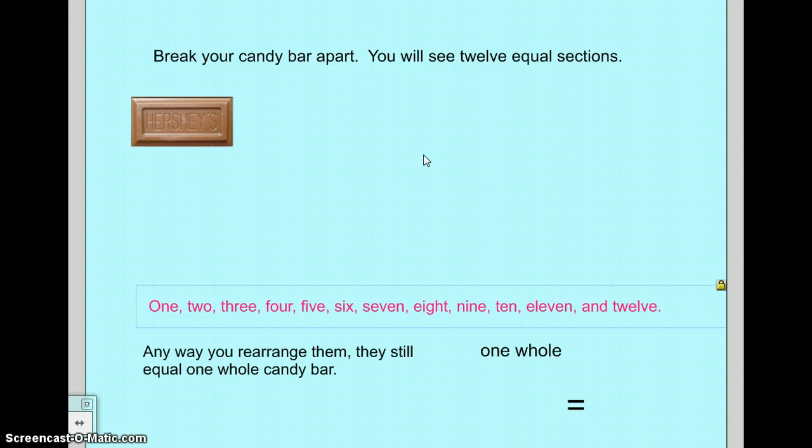Time's up. How many pieces of a candy bar do you still have? You're right, you still have 12 pieces. And we know 12 out of 12 equals how many? Yep, 1 whole. We still have 1 whole candy bar. 12 twelfths equals 1 whole. So go ahead and make another design. Let's make sure we still have 1 whole candy bar if we try this again.